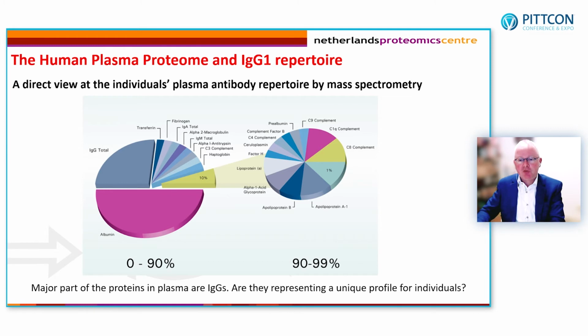And IgG is just one of the subclasses of antibodies, as there is also IgA, which you maybe also see in this pie chart, and IgM. Together they are our antibody repertoire. And as you see here, they are the second most dominant protein in our blood.